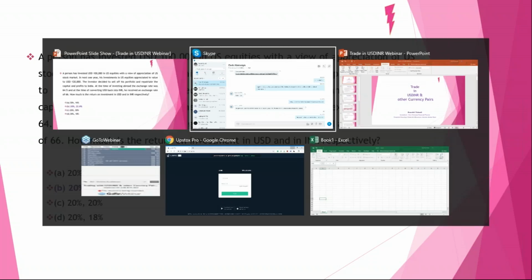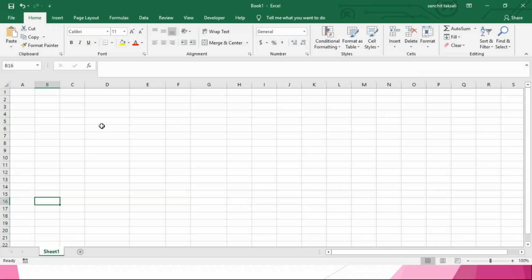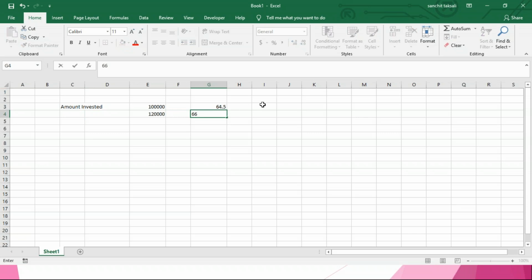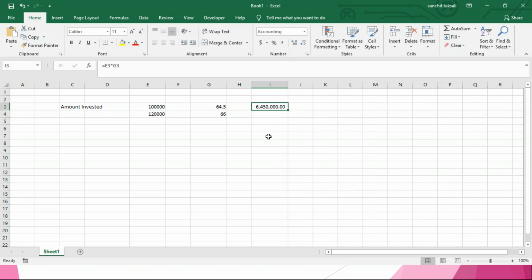So I'll just write over it. Here it is. The amount invested is $100,000 at the rate of 64.5, and the return he has made is 120,000 at the rate of 66. If we convert that amount into Indian currency, the actual amount invested at that time is 64 lakh 50,000 rupees.